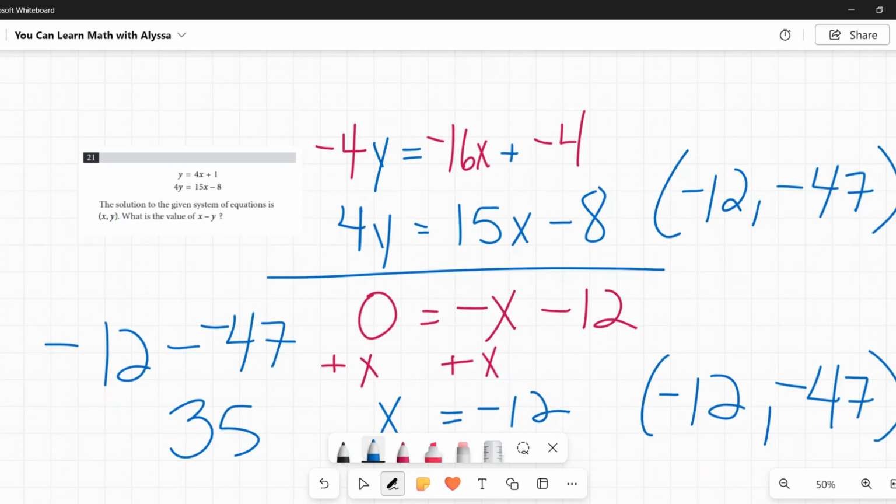Again, whether you do graphing, substitution, or elimination, they all work. They're all going to give you the right answer. Just be really careful in that x minus y, since you have negative numbers in both of those.